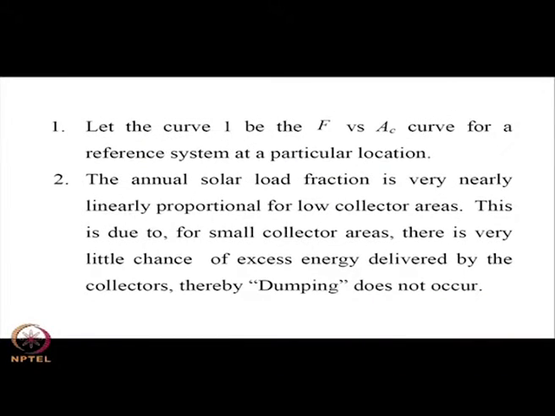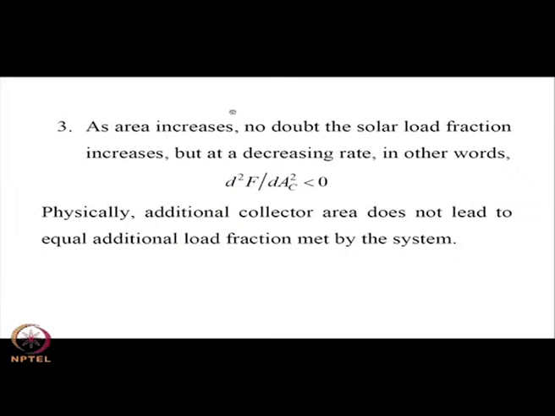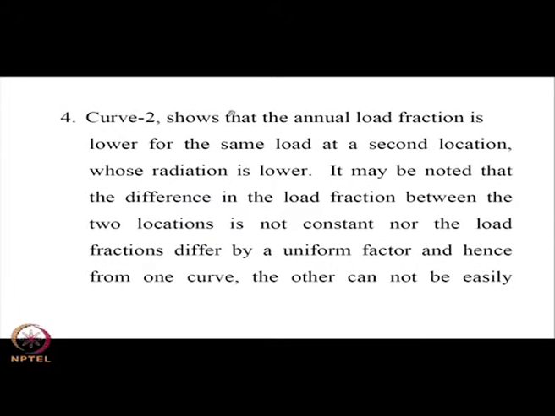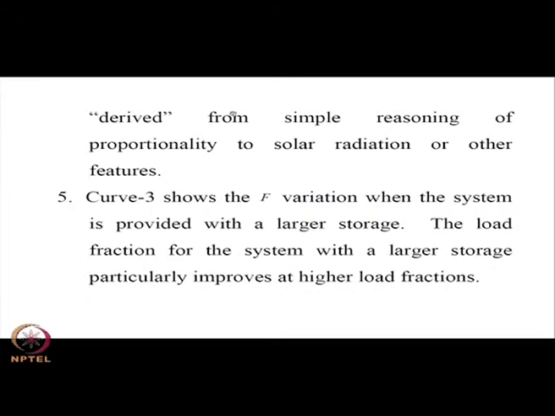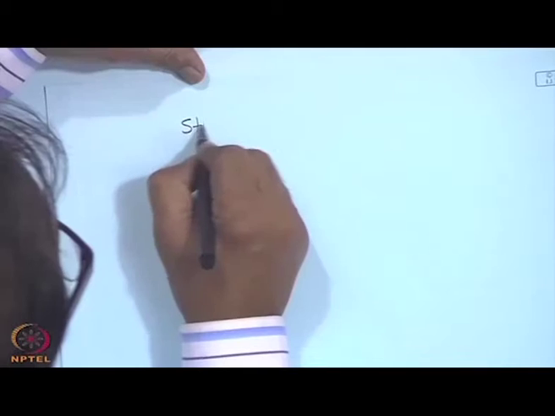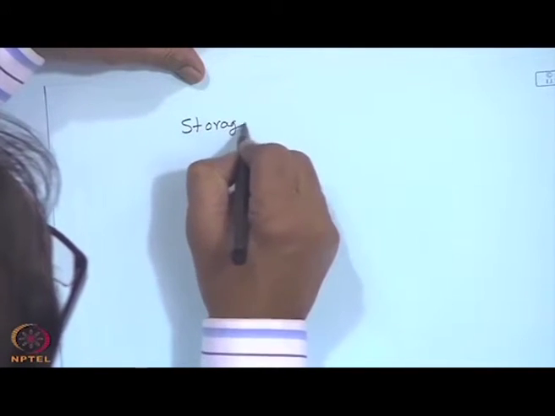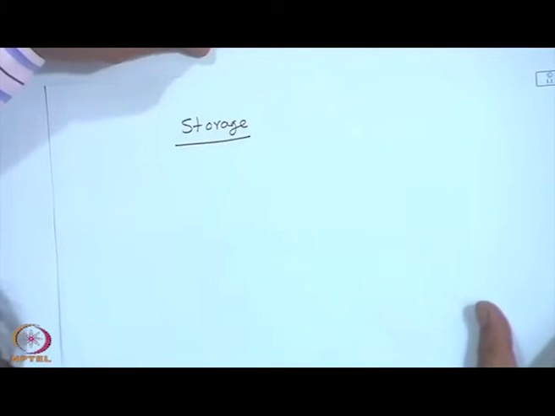So, each curve has been ascribed as due to either a lower radiation or a higher load, and the features we have already described last time. And curve 3 shows the variation of f with the system when it is provided with a larger storage. So, we need to consider what the storage size is.